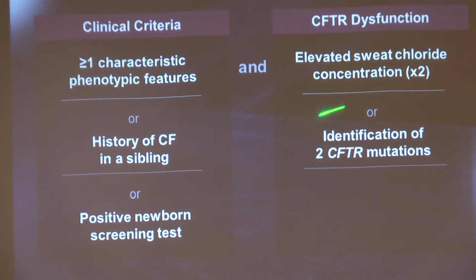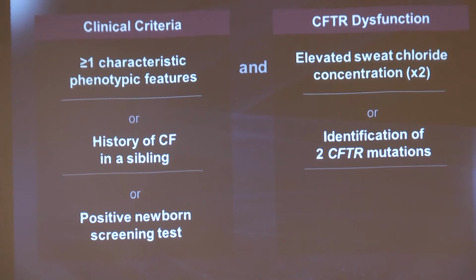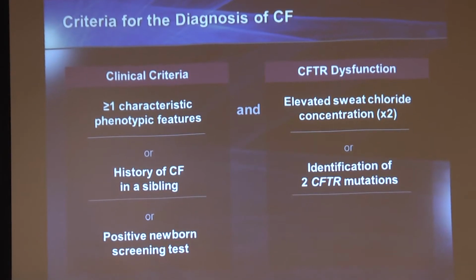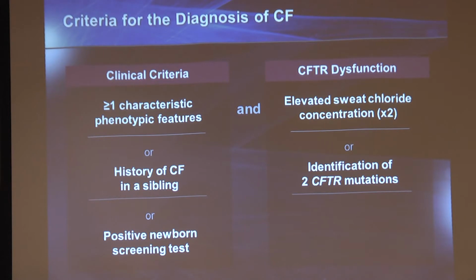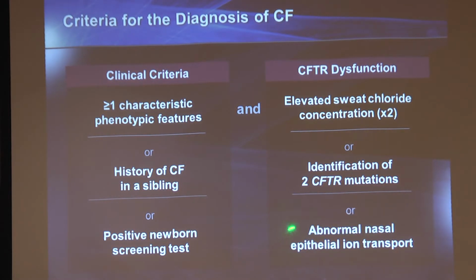But there now is the alternative of doing this genetically by identifying 2 disease-causing CFTR mutations. So this actually becomes quite a difficult issue because many people that may have one of these clinical criteria may or may not have an elevated sweat chloride and may have 2 changes in their CFTR gene, but is this disease causing? The third way we can do it is to look at direct function, and the way this is most usually done is to look at the transport of chloride in the respiratory tract, usually in the nose, through a test called the nasal potential difference measurement.